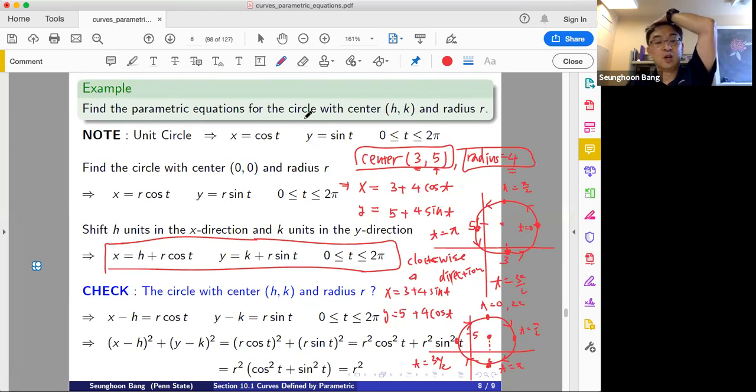So what does it mean? We have infinitely many parametric equations for the circle. It's possible. You can change sine and cosine a little bit, some angle or something like that. We have infinitely many. In this case, two basic cases.